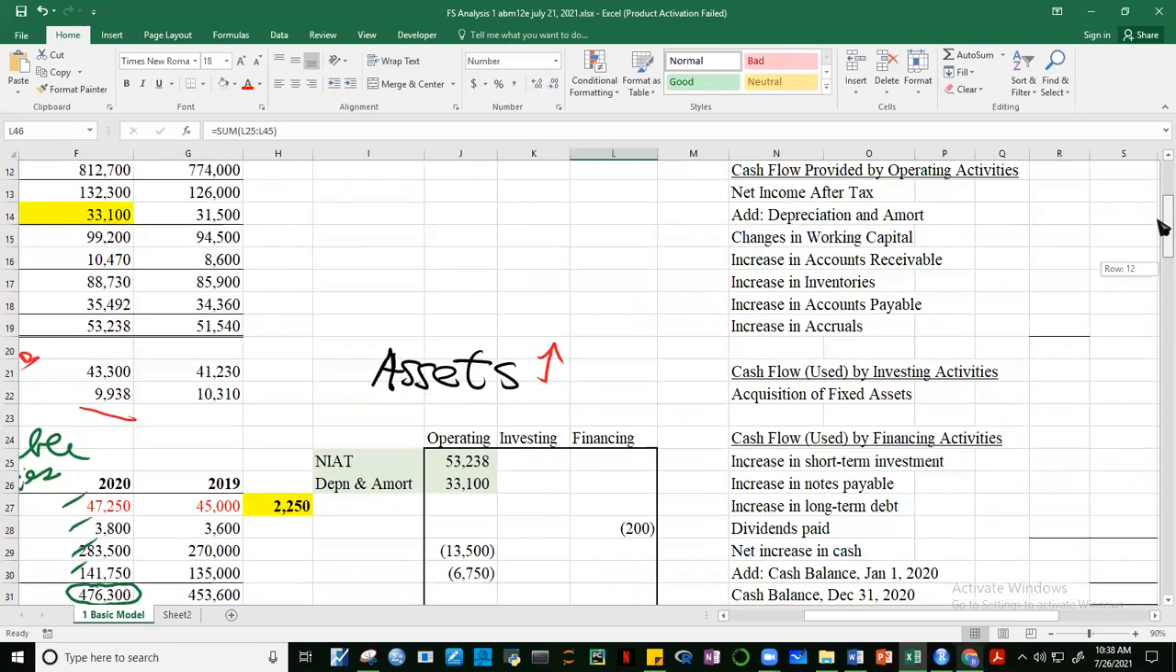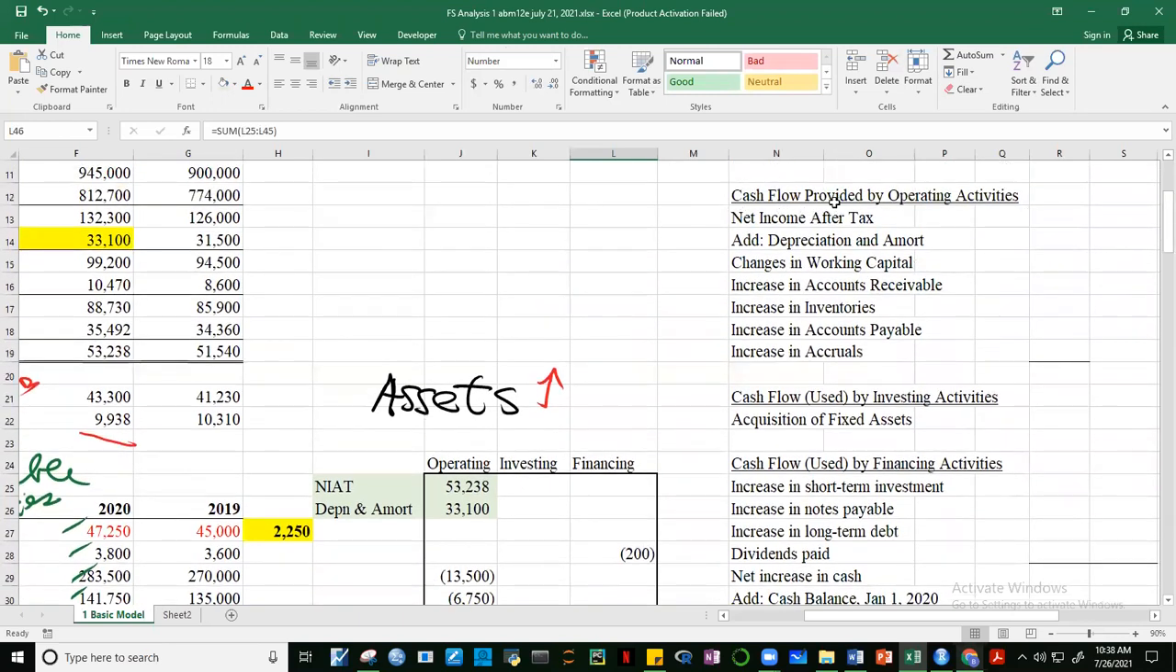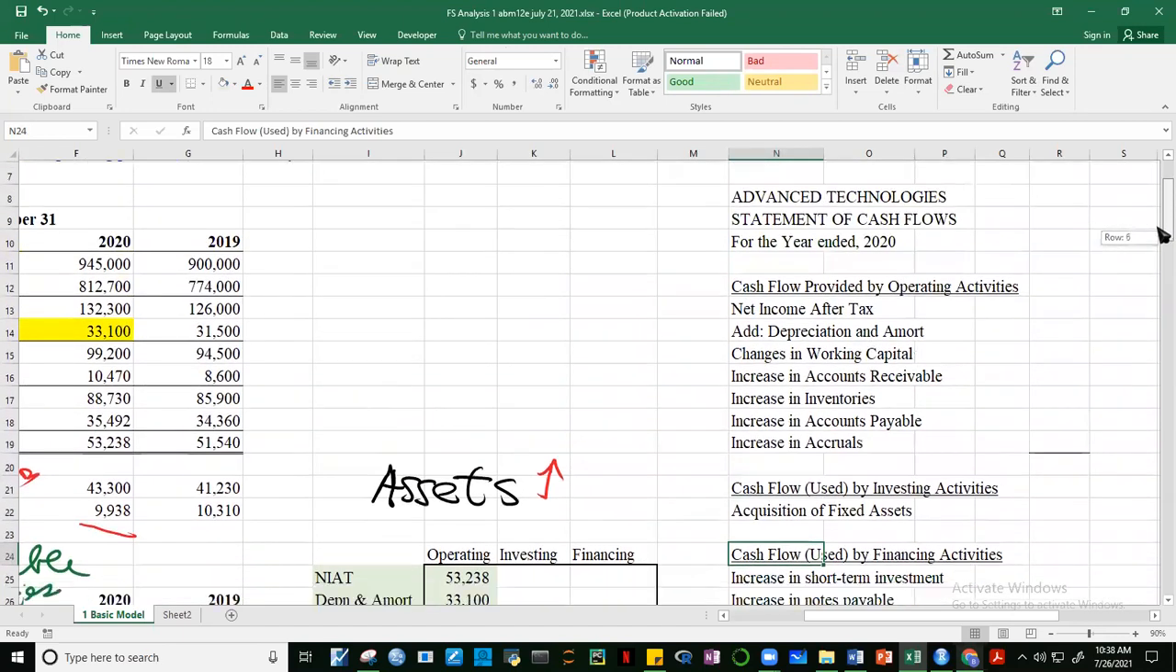Okay, so tingnan natin, guys, yung proforma natin dito. Cash flow provided, cash flow used, no? Cash flow used. Okay? Nalagay ko na yan kasi alam naman natin kung provided o used yung cash flow.